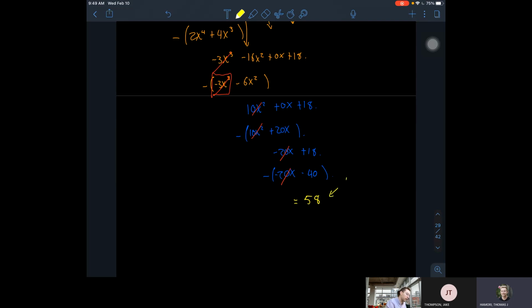Now 58 is a polynomial of degree 0, which is less than the degree of x plus 2, which is 1.